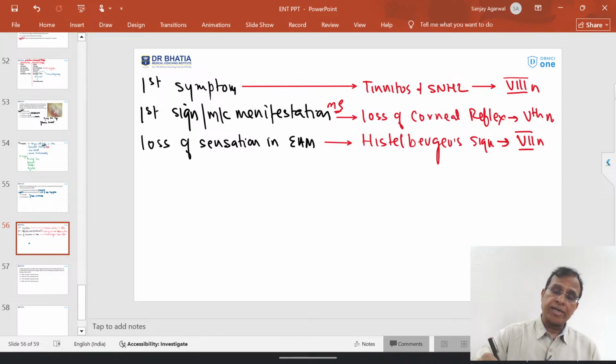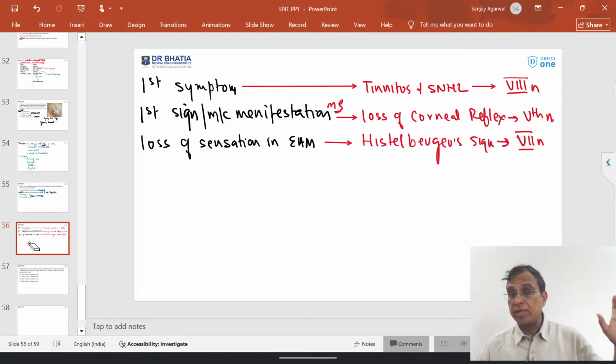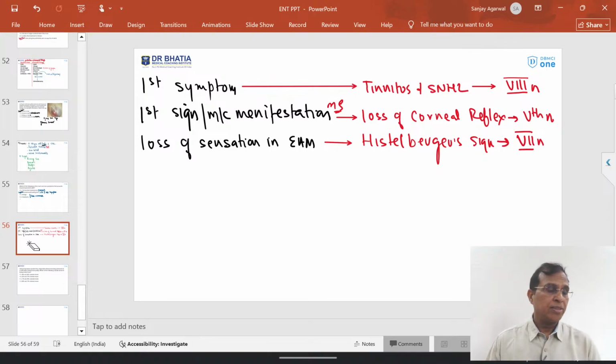Now Histelberger sign in acoustic neuroma एक MCQ में choice में भी था. When SWOT sign की जब बात हो रही थी, I think one of the choices was Histelberger sign. उसमें मैंने बताया भी था कि Histelberger sign acoustic neuroma में होता है. So it's a very important sign of acoustic neuroma. Try and remember.